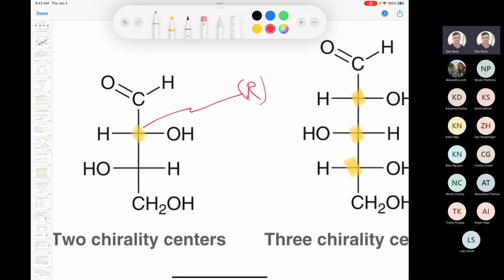Could anybody designate the stereochemistry at the next stereocenter? Could anybody tell me, is this one R or S? I'll give you a second to think about it. I'll give you 1 minute to think about it.